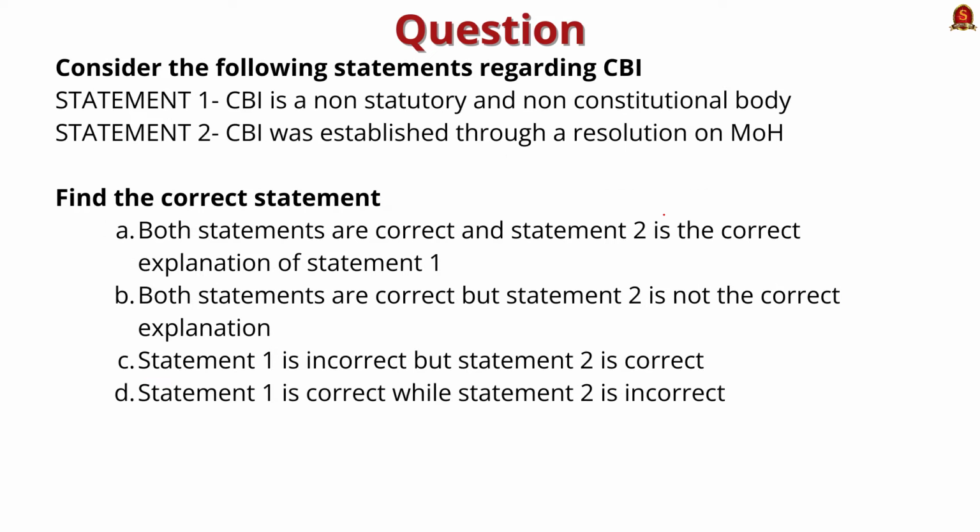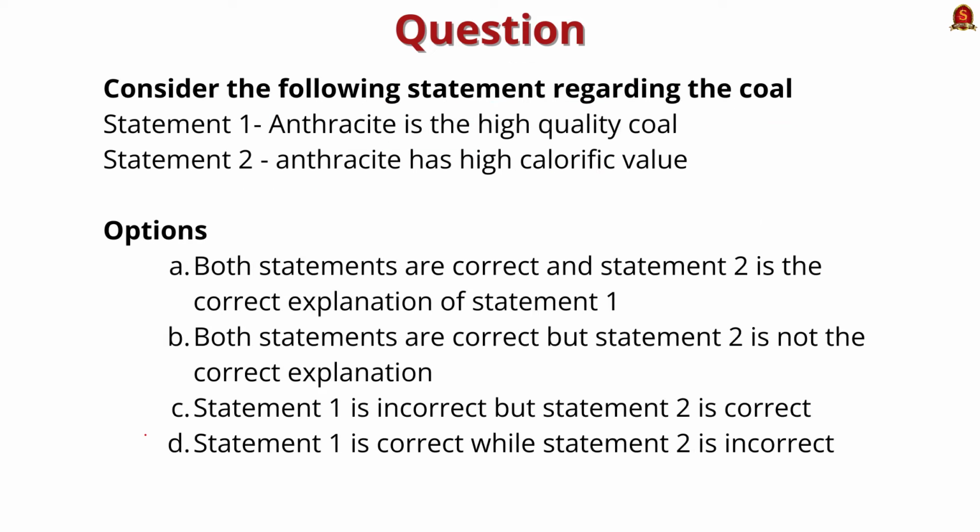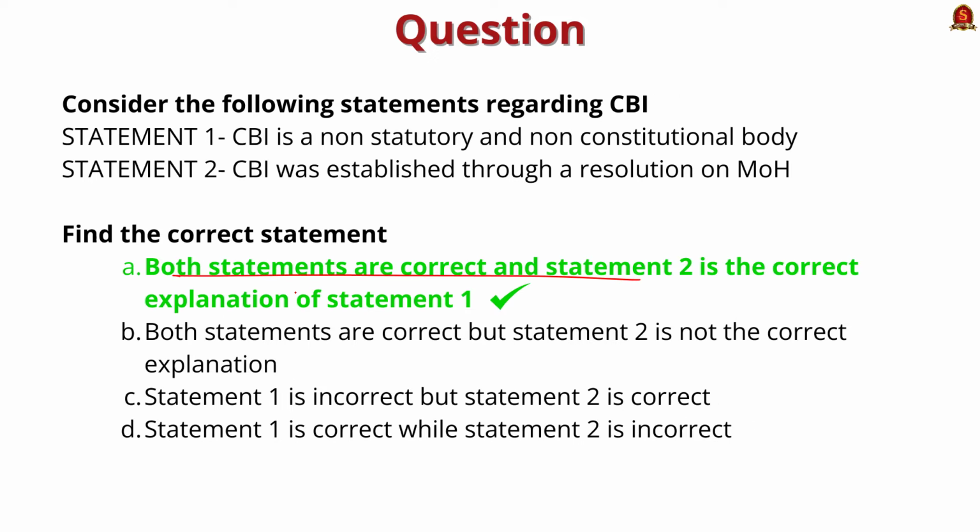Look at this question. Consider the following statements regarding CBI. Statement 1: CBI is not a statutory and non-constitutional body. Statement 2: CBI was established through a resolution of the Ministry of Home Affairs. Find the correct statement. Option A: Both statements are correct and statement 2 is the correct explanation of statement 1. Option B: Both statements are correct but statement 2 is not the correct explanation of statement 1. Option C: Statement 1 is incorrect but statement 2 is correct. Option D: Statement 1 is correct while statement 2 is incorrect. And the correct answer is option A. CBI was established through a resolution of the Ministry of Home Affairs, so it is not a statutory and not even a constitutional body. With this, we can move on to our next question.